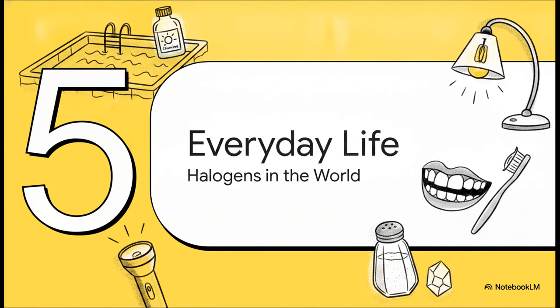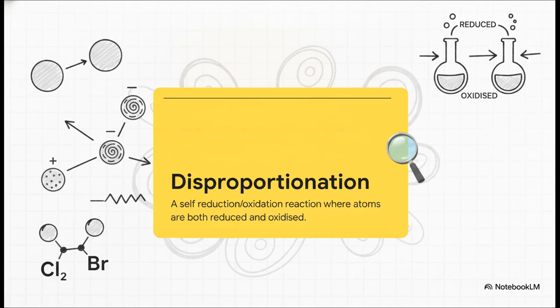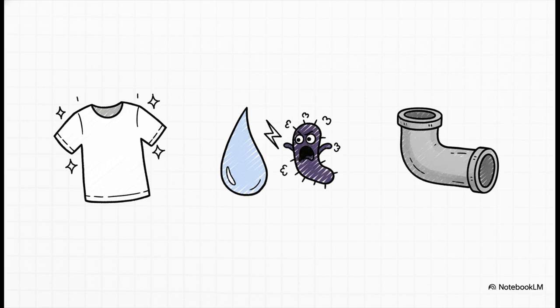Let's wrap things up with Section 5, halogens in everyday life. Before we look at specific products, we really need to anchor on this fascinating concept, disproportionation. It's a type of redox reaction that's essentially a chemical double life. It is a self-reduction and oxidation reaction where atoms of the exact same element are simultaneously reduced and oxidized. Think about that. In one single reaction, the exact same element acts as both the winner and the loser of electrons. Pretty cool, right? This exact disproportionation reaction is what happens when chlorine is added to water.